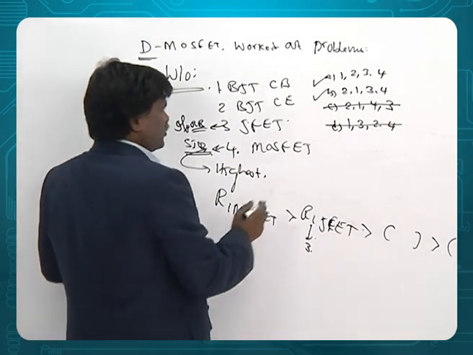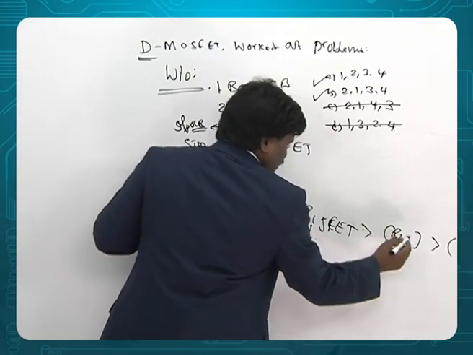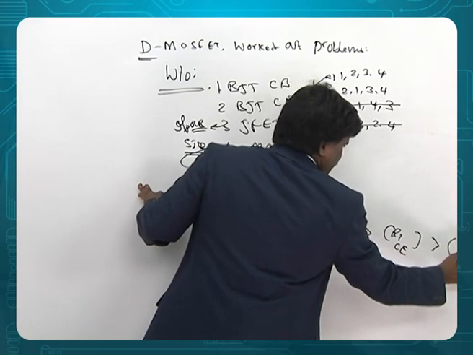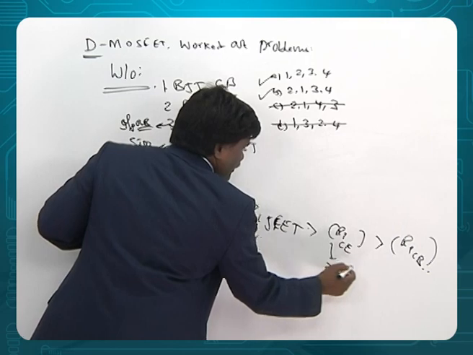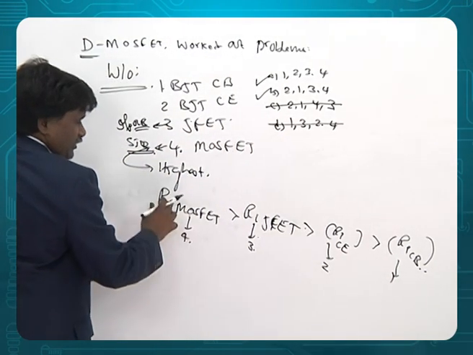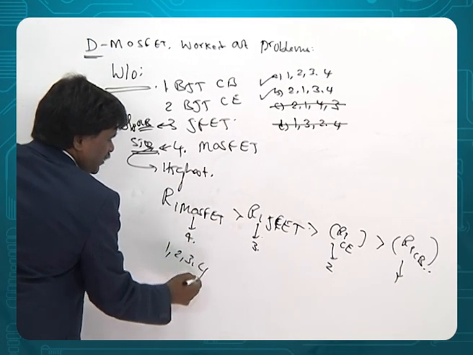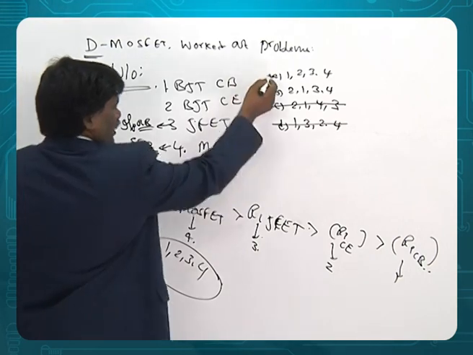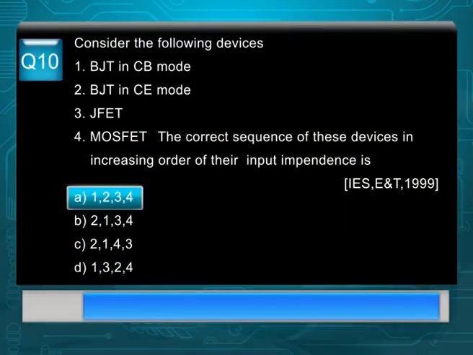The best answer, of course, common emitter is the next one. The least input impedance is common base. So that means this is second, this is 1. So in the increasing order, smallest to highest, 1, 2, 3, 4. Therefore the option is A. The option for this question is A.